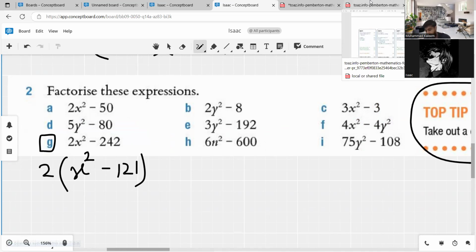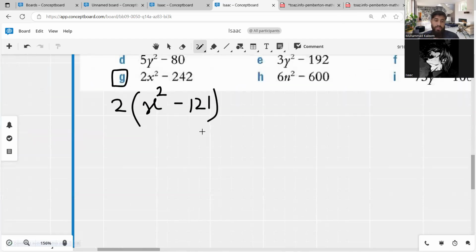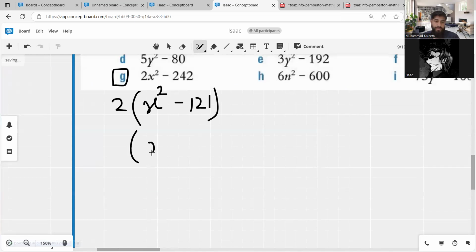Can we simplify it further? Can we factorize it further? No, you can't. Oh, wait. Take the square root. Okay, you mean to say, let's write 121 in the form of a square.